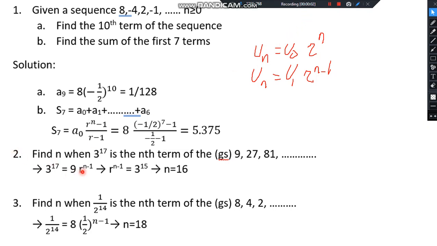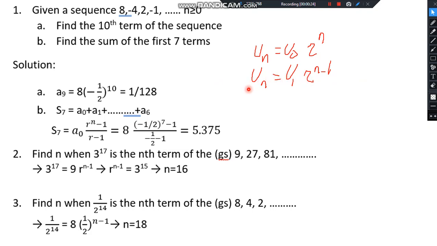Now in number 2, find n when 3^17 is the nth term of the geometric sequence. Here 27 over 9 is the same as 81 over 27. It is a 3, so r is 3. You have the choice to use u0 or u1. So let us go to u1 because I know students like the first term to be u1.